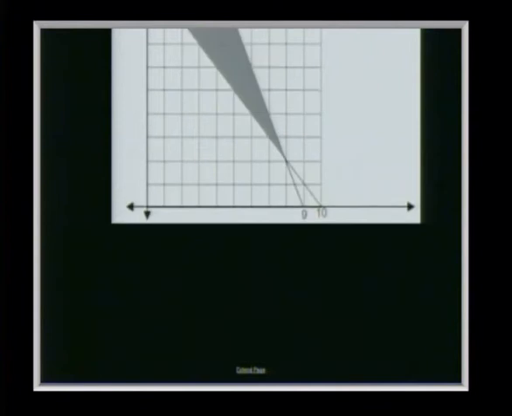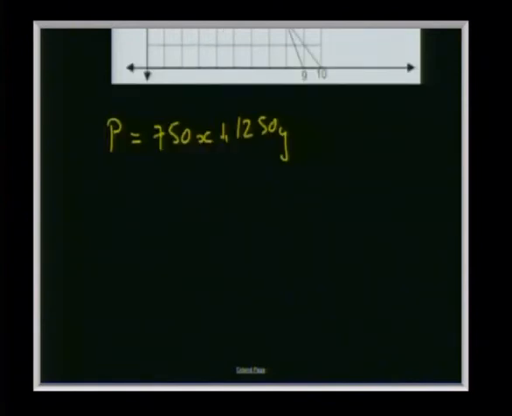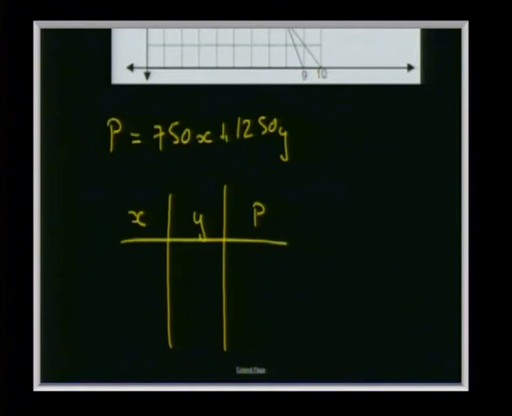What we have to do is work out our profit: 750x's plus 1250y's. And that's going to give us our profit. What I'm going to do is a little table. I'm going to have my x's, my y's, and my profit. And from that, I'm going to see which is going to be my best profit.